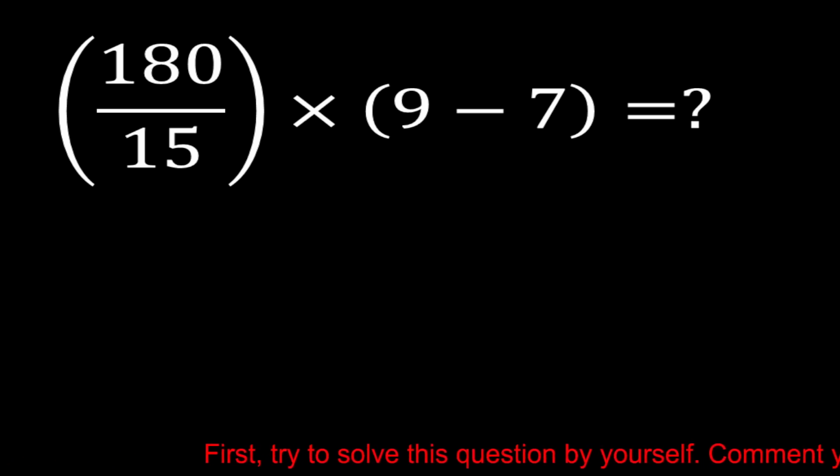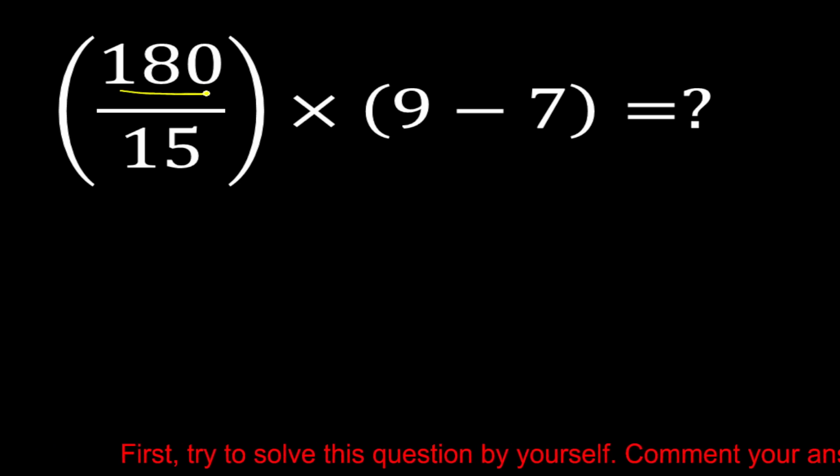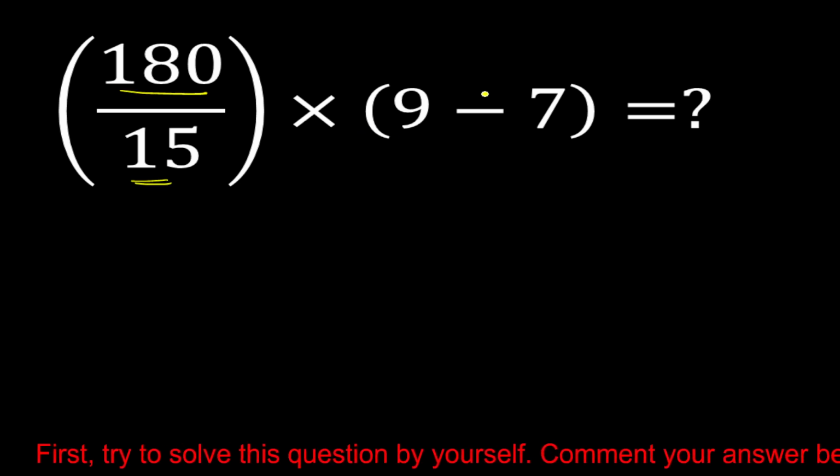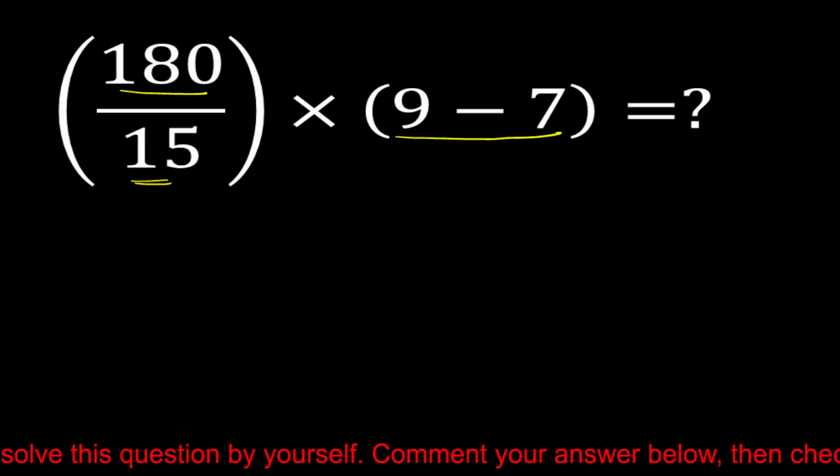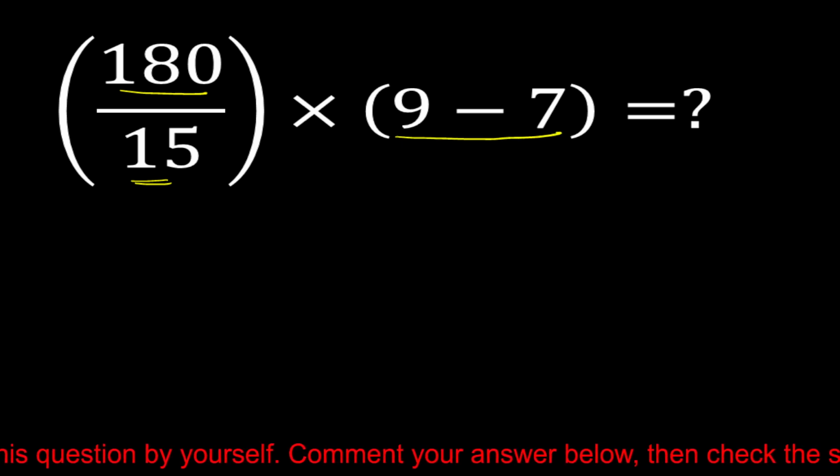So here we have a question: 180 divided by 15 multiplied by the parenthesis (9 minus 7). Okay, so now let's solve this problem.